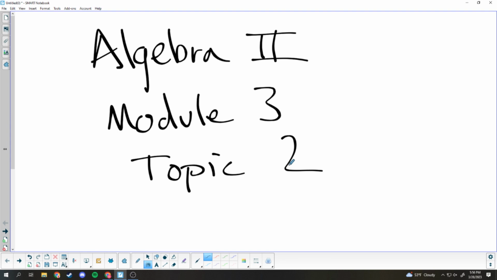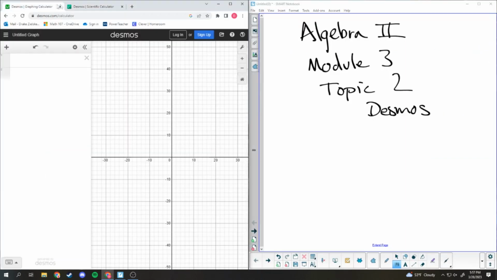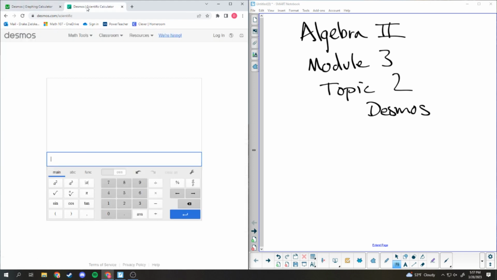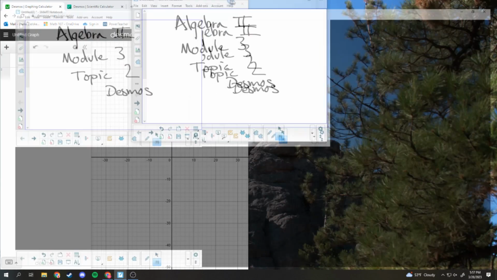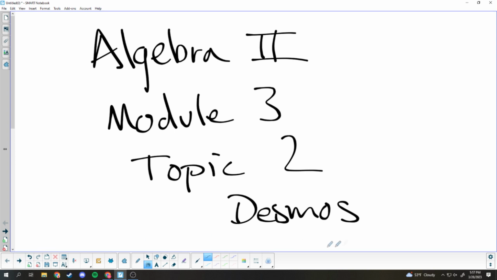What you're going to need is your review sheet, or at least a way to take notes. And then probably Desmos, either the scientific or the graphing calculator. I have both right here ready to go because we're going to have to plug some stuff in and we're going to have to graph some stuff. Okay, so here we go. You can also use Desmos on the test, and then obviously you can use these notes on the test as well.